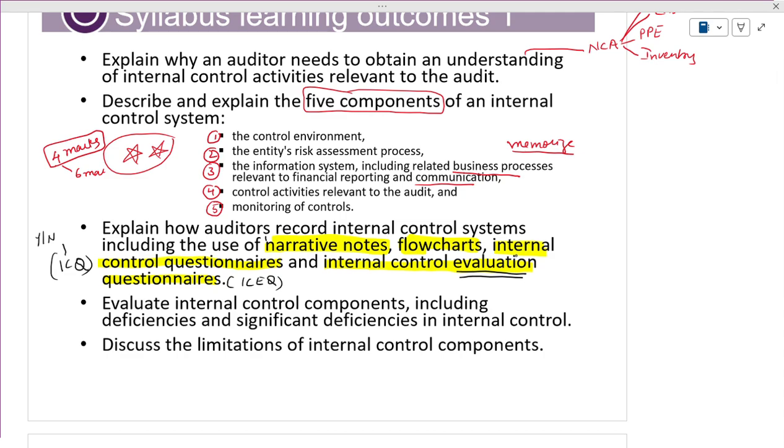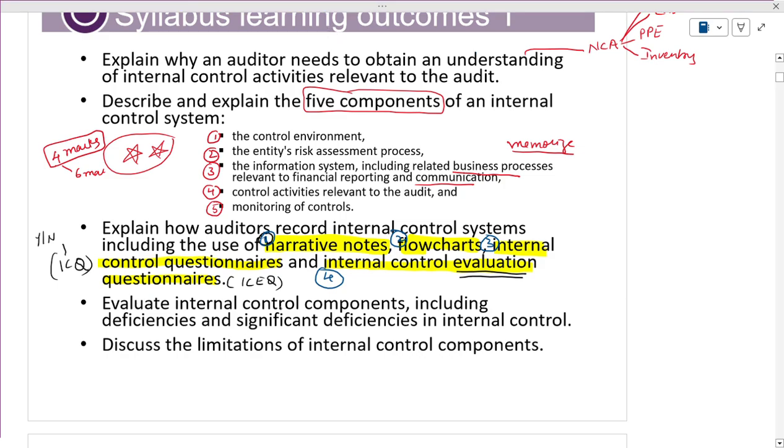Again, I'm saying one is narrative notes. I will write with a different marker. Okay, one is narrative notes. One is flow charts. One is internal control questionnaires and internal control evaluation questionnaires. Okay, these are the four things.